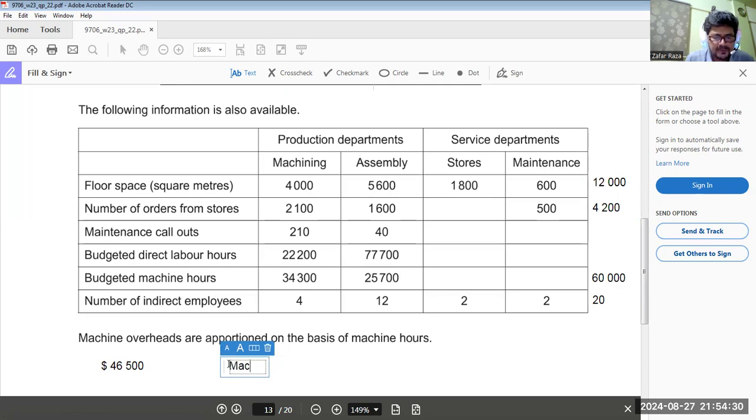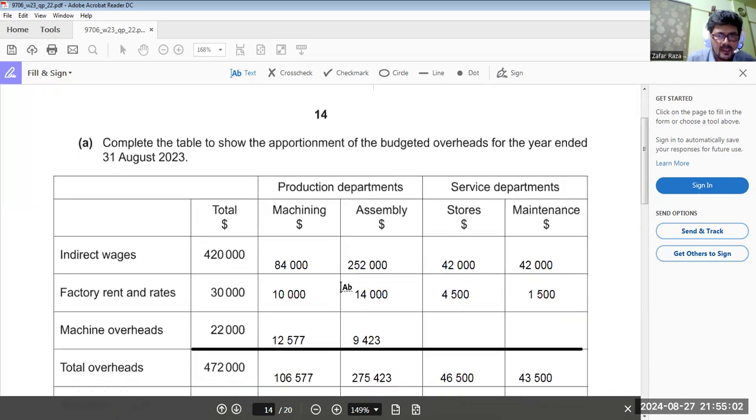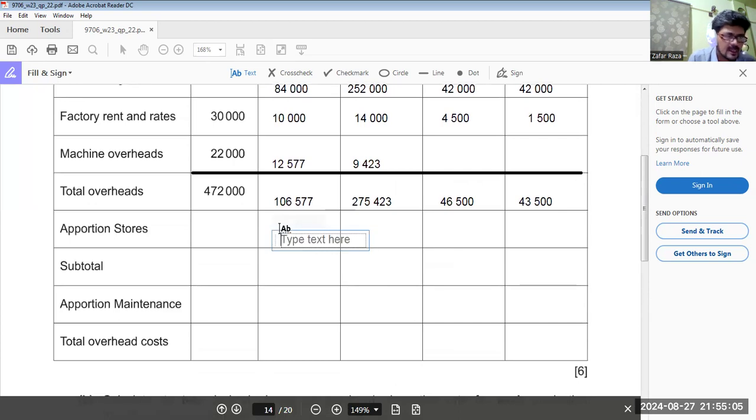So machining. How much? 46,500 multiplied by 2,100 divided by 4,200. Then we get the amount. 46,500 multiplied by 2,100 divided by 4,200. 23,250 is assigned to the machining department.